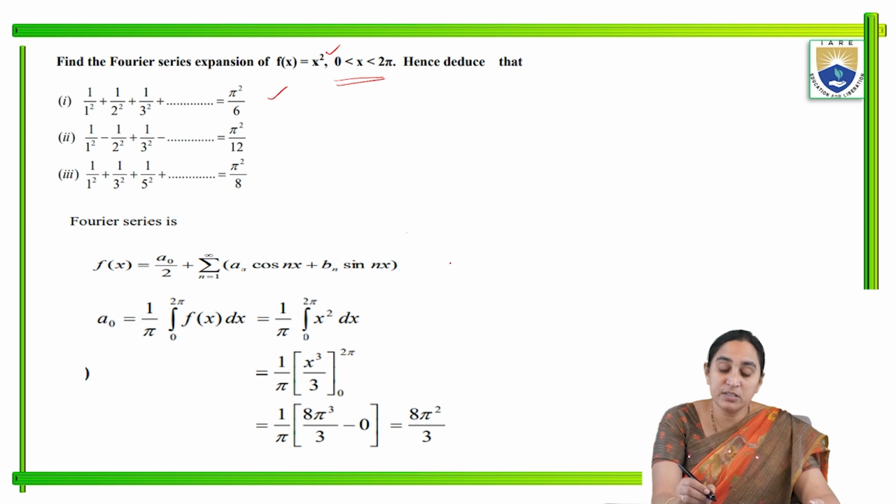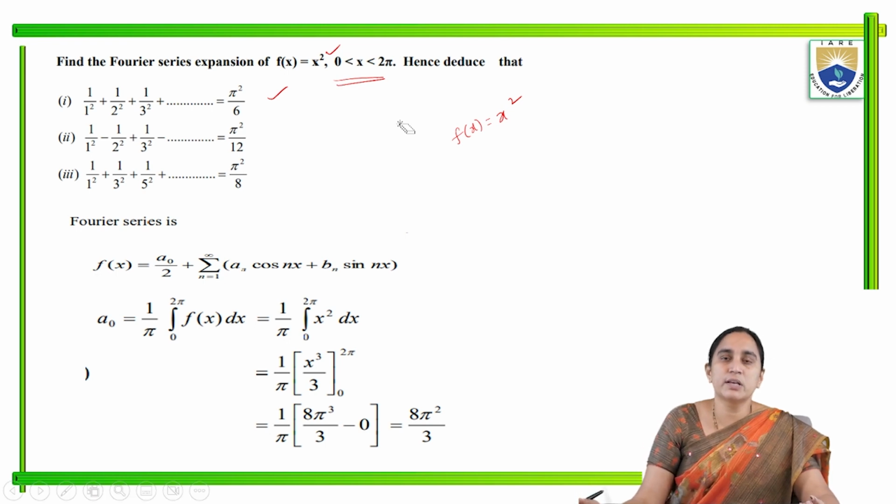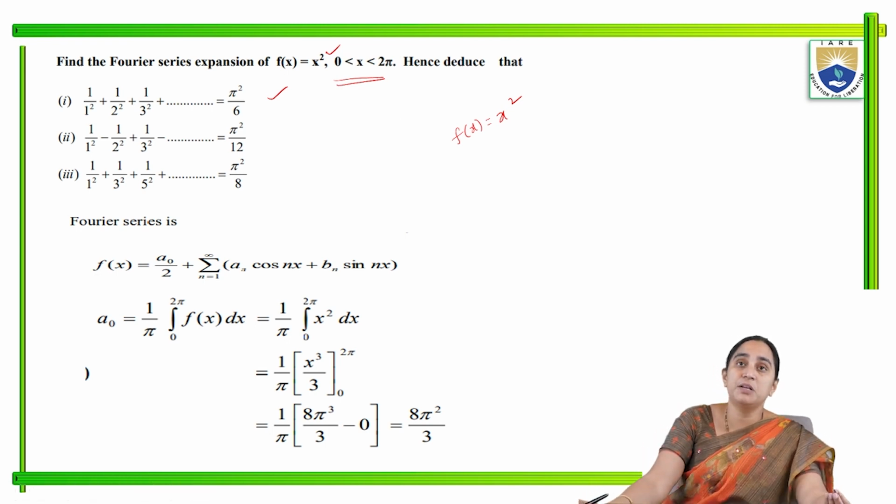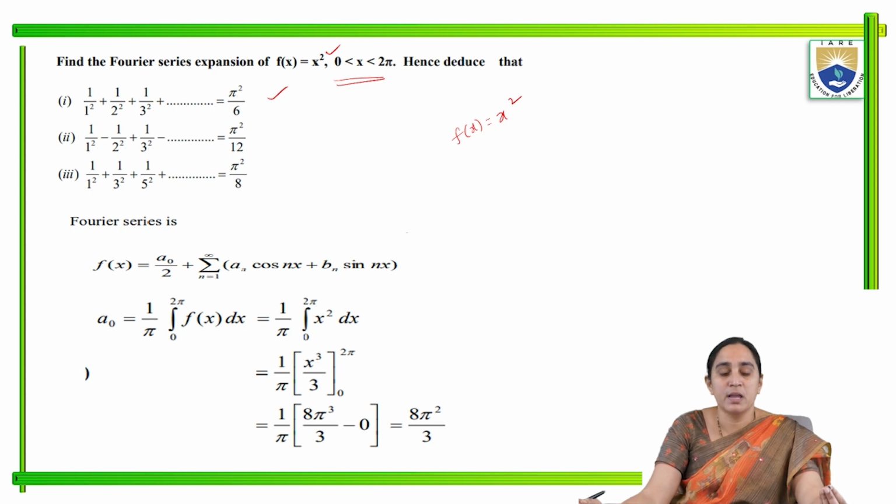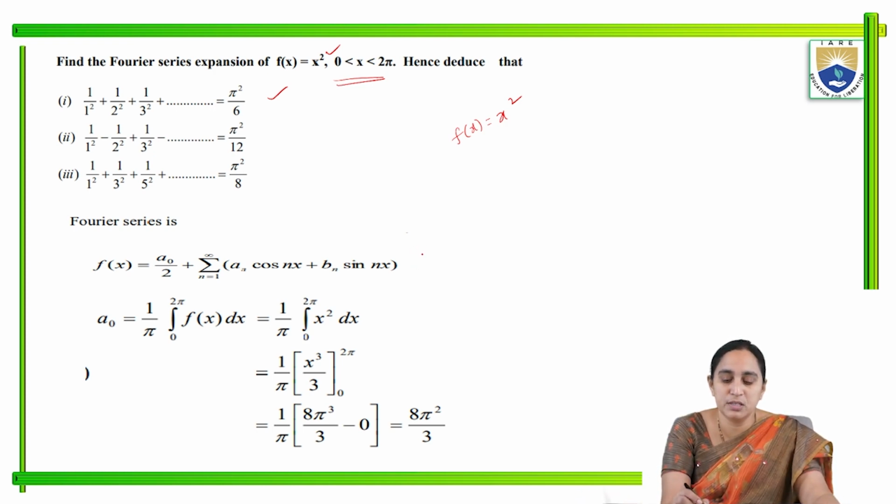For the same question, if the interval is minus pi to pi, then we have to verify whether the function is even or odd. But here the question is f of x is equal to x square, and they are asking within the limits 0 to 2 pi. For that, f of x is equal to a naught by 2 plus sigma n is equal to 1 to infinity an cos nx plus bn sin nx.